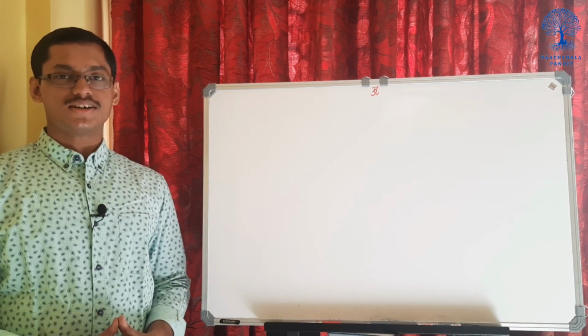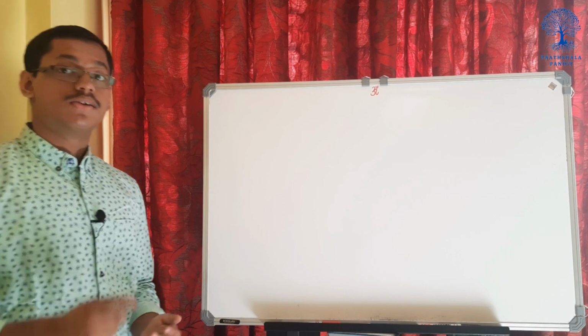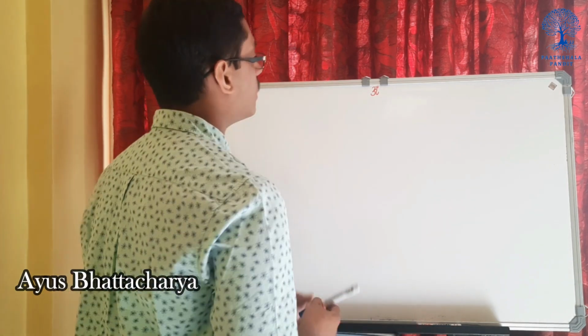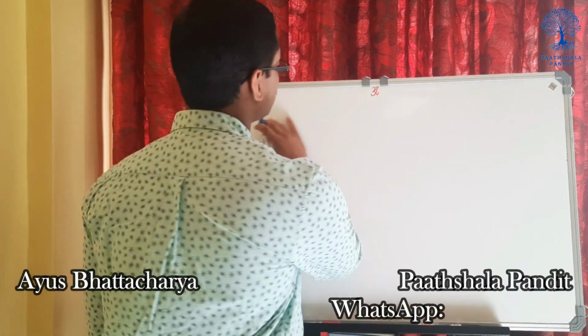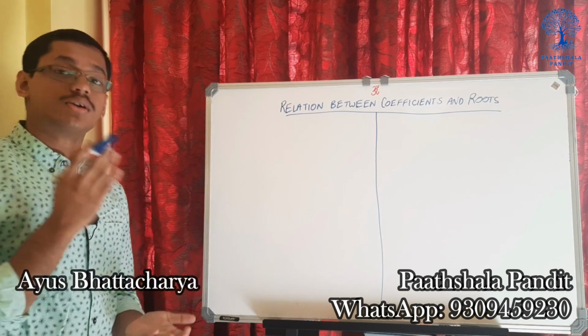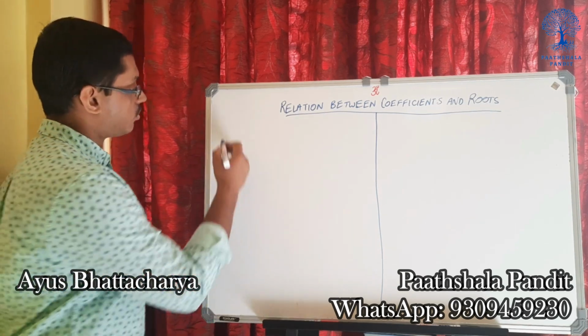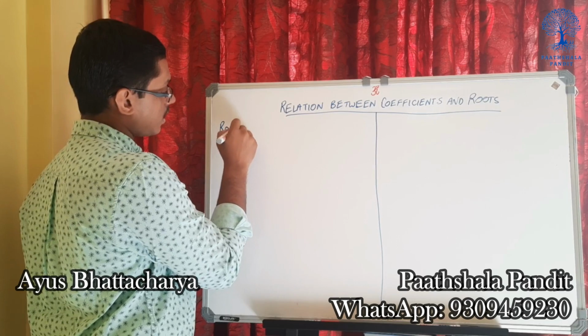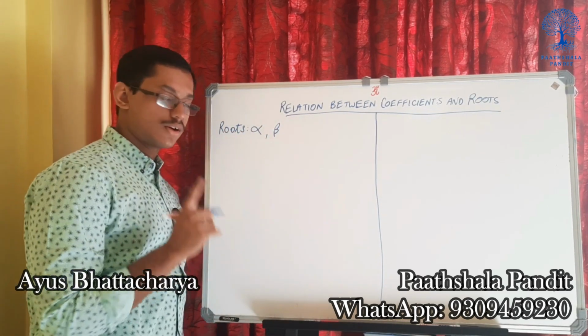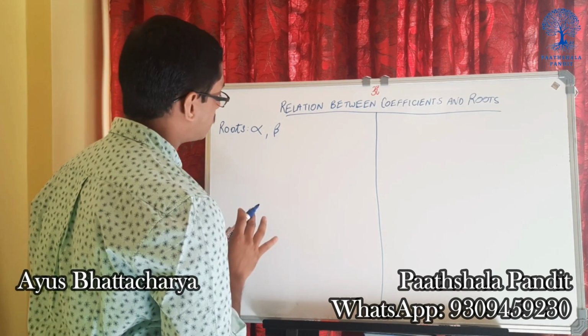I am Ayus Bhattacharya. Today we will see the relation between coefficients and roots. Let's write the topic. Now see, we know the roots, how do we represent them? We represent them as alpha and beta. Is it right? Okay. Alpha and beta are the roots.